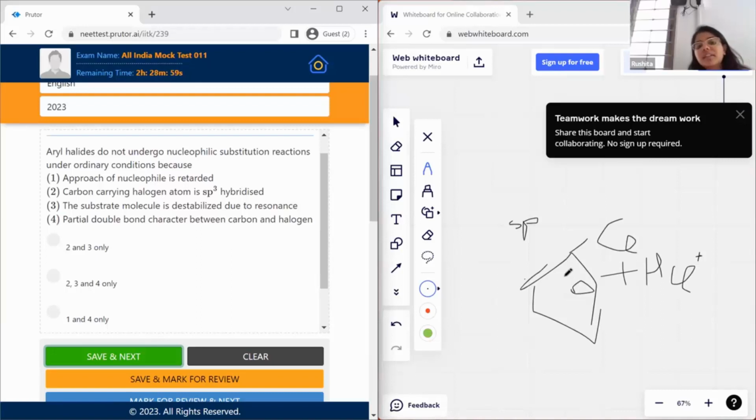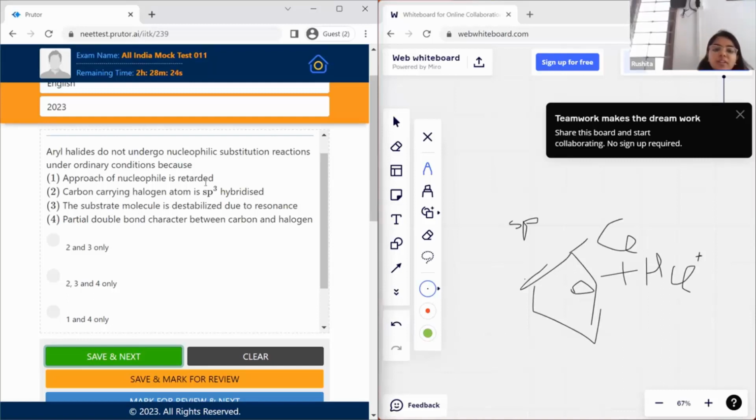So why do they not undergo nucleophilic substitution reaction? The first reason is that if they undergo substitution reaction, the double bond character of the benzene ring would be lost. And the benzene does not want to do it because it is more stable in this double bond character. So that's the primary reason they do not undergo nucleophilic substitution. So, because of the partial double bond character between carbon and halogen, this is correct. This is the major reason.